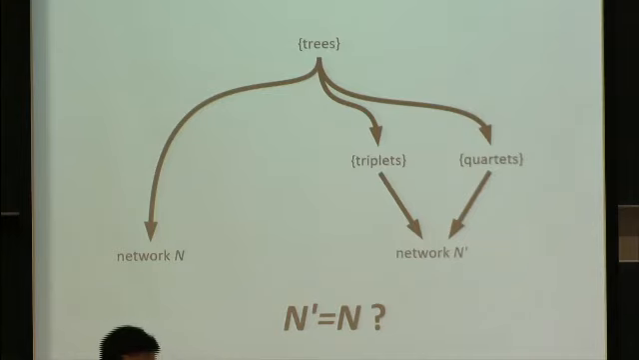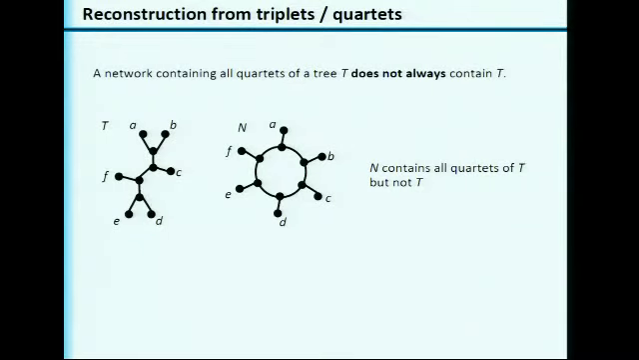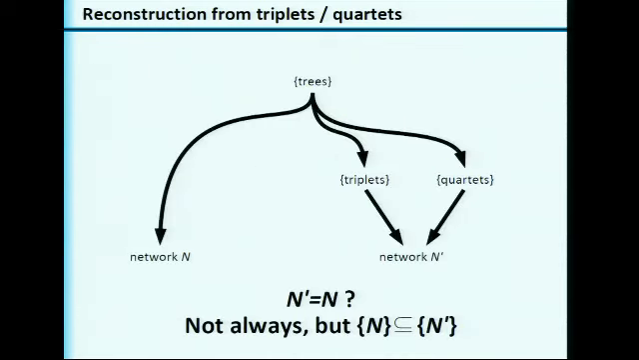Now, if you want to reconstruct by going through this indirect step, will you obtain the same network as going directly from the tree? Well, in fact, we have the same phenomenon with quartets as with triplets. It's not the case, because this network does not contain the tree on the left, but it contains all the quartets of the tree.